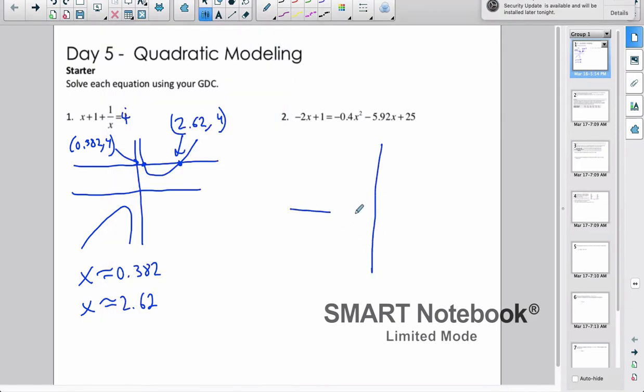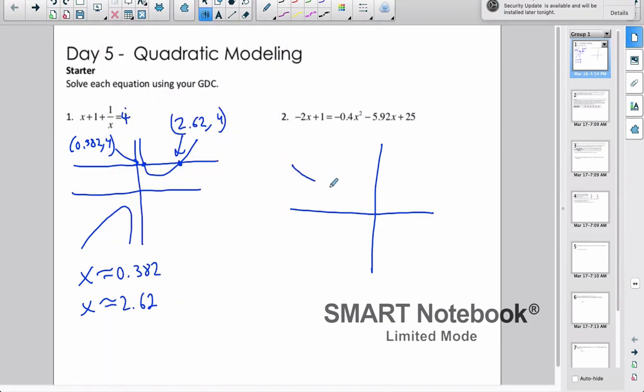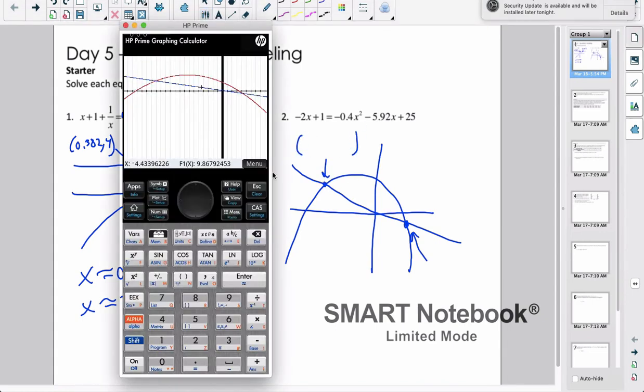It sort of looks like this. Now, sketching the graph for this type of question is not too important to be accurate, just to show the basic shape and the fact that there are two points of intersection. Okay, so let's find those two points. We go to Menu, Function, Intersection is number 5. Press enter.